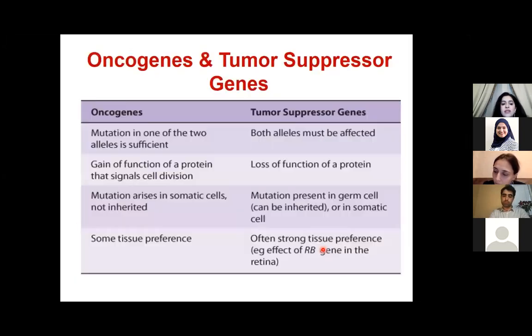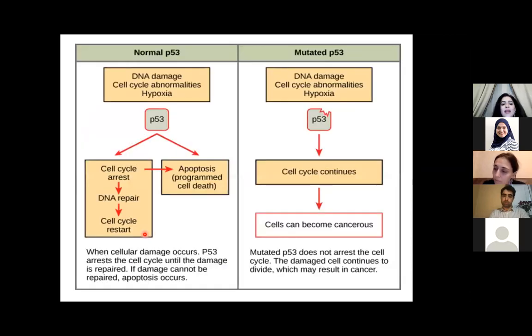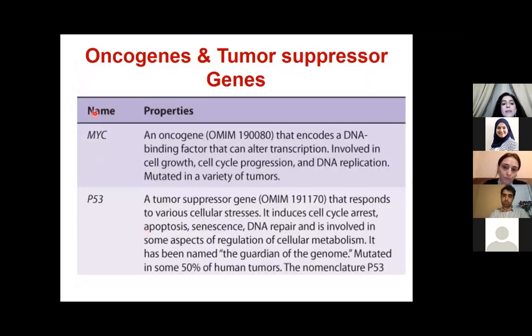No, this is the tumor suppressor gene. I'm sorry. Okay, here I'm talking about the oncogene. No, we're not moving to the tumor suppressor gene right now. Some examples of oncogenes are MYC, an oncogene that encodes a DNA binding factor that alters transcription, involved in cell growth, cell progression, and DNA replication, and it's mutated in a variety of tumors. This is an example of an oncogene, which is MYC.